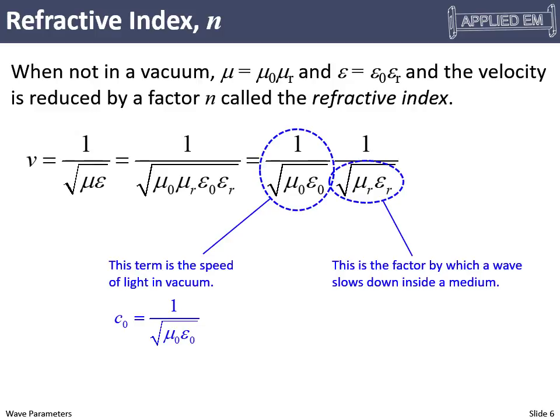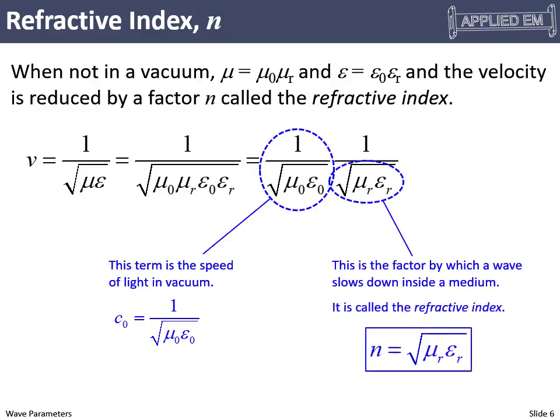It's the factor by which a wave slows down inside of a medium. And so we define it as the square root of the relative permeability times the relative permittivity. Don't mistake these terms here for the permeability and permittivity. Those are the relative permeability and relative permittivity. So don't make that mistake. So that's refractive index, the factor by which a wave slows down relative to the speed of light in vacuum.